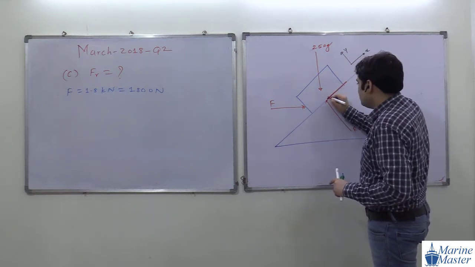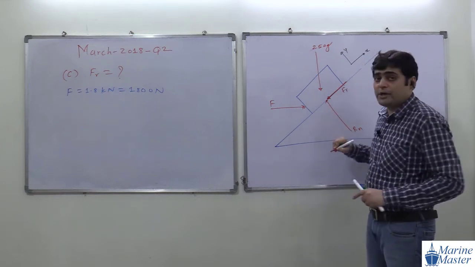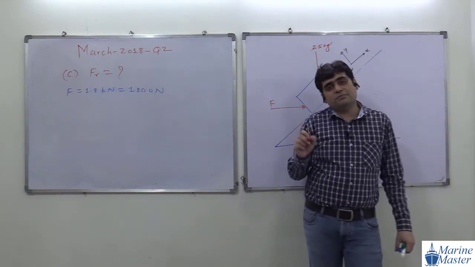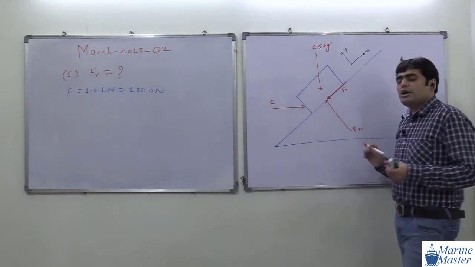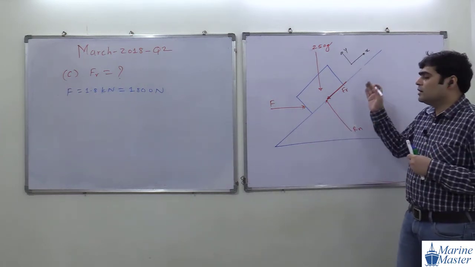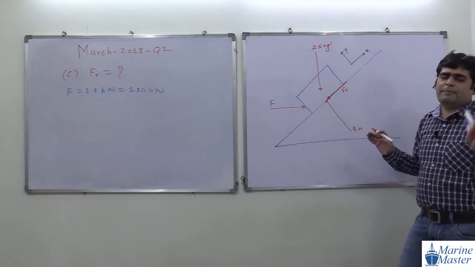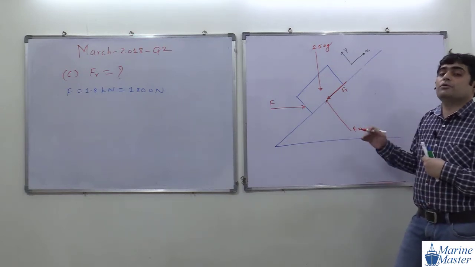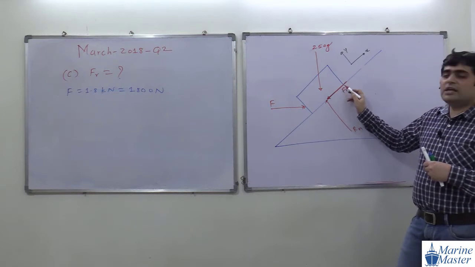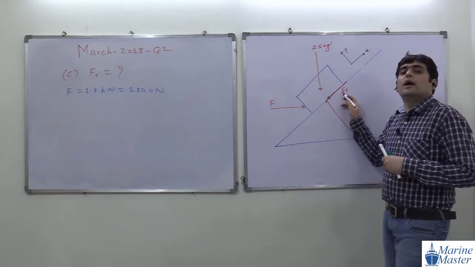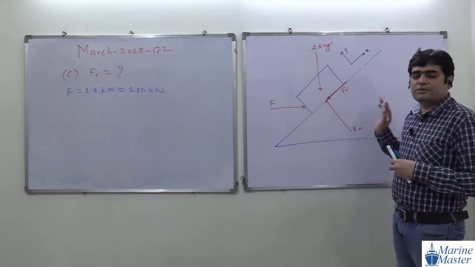Our assumption may be wrong. The friction force may be upward also. But we are assuming that the friction force is along the plane, that is compulsory, and that it is down the plane. That is what we are assuming.